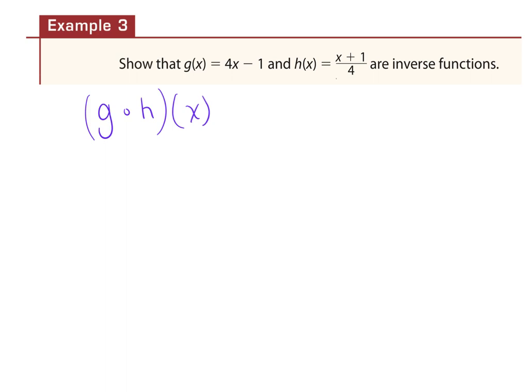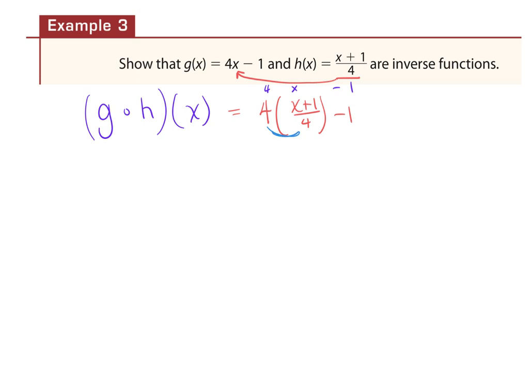So let's look at this. I'm going to take h. I'm going to substitute it in to my g function. So I'm going to say 4, and instead of x, I'm going to write x plus 1 over 4. That's my x, and then minus 1. So this is basically 4x minus 1. I have substituted my x with my h function. Now all I need to do here is simplify, all right?